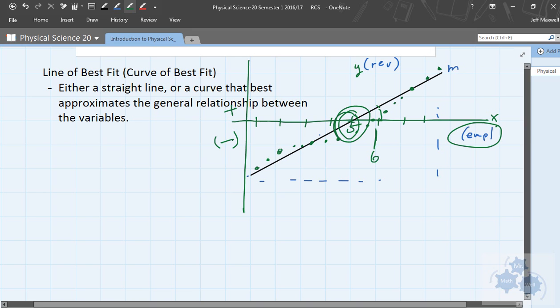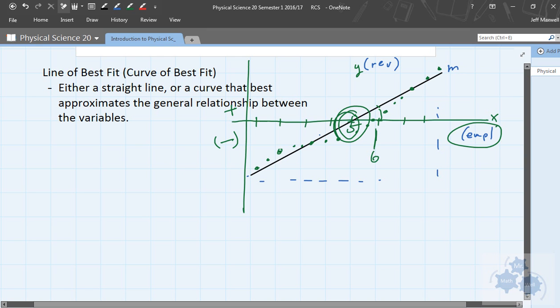Okay? So if you didn't have this line, this black line, right? I don't know if I can erase it with this or not. Maybe it won't let me. But anyways, if this black line wasn't there, these dots would look a little bit confusing maybe. It would be like, okay, well, it looks like maybe somewhere around here. I don't know. And that's just an example I pulled from the top of my head, okay? But it's a curve or a line that best approximates a general relationship between the variables.